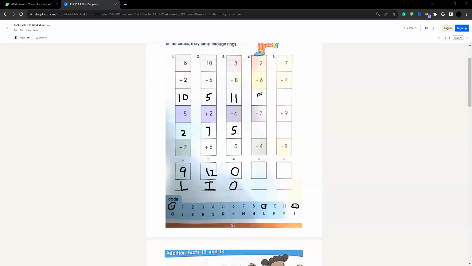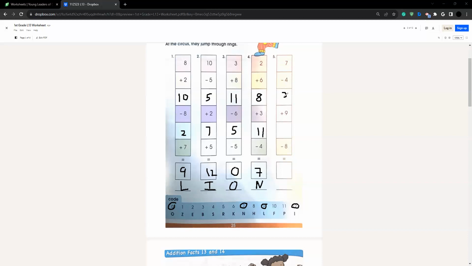And then 2 plus 6. 2 plus 6 is 8. 8 plus 3, 11. And then 11 minus 4 is 7. Look at 7. That's an N. So we have lion.